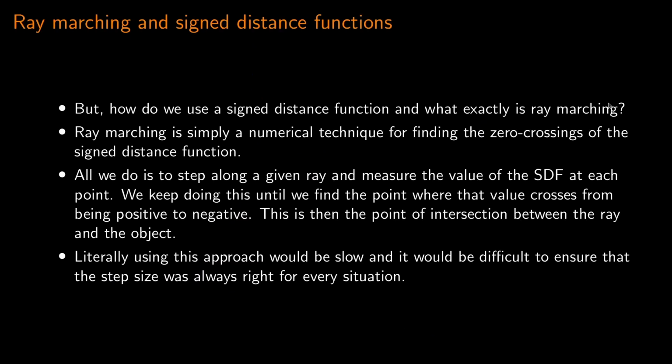Okay, so how could we actually use a signed distance function, and what exactly is ray marching? Well, ray marching is simply a numerical technique for finding the zero crossings of the signed distance function, so the point where the value crosses 0, corresponding to the black in the plots that we just saw. And all we do is step along a given ray and measure the value of the signed distance function at each point. And we keep doing that until we find the point where the value crosses from being positive to negative. Okay, and this is then the point of intersection between the ray and the object.